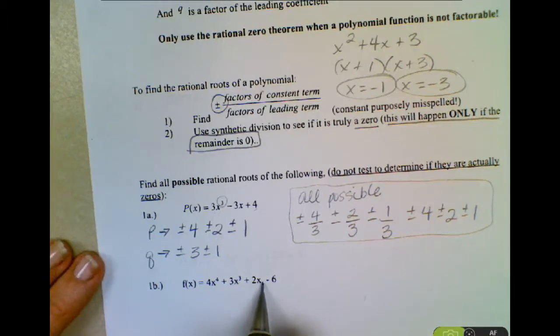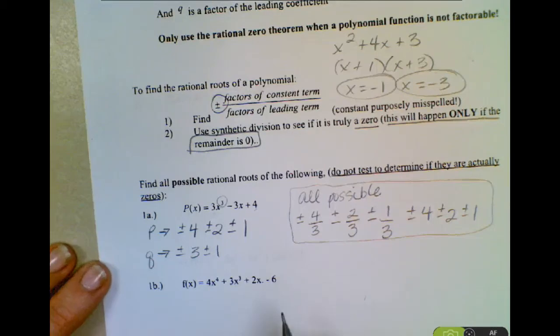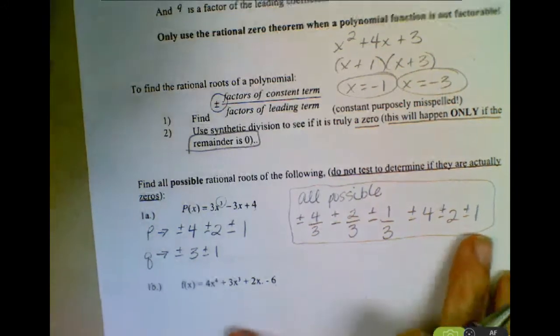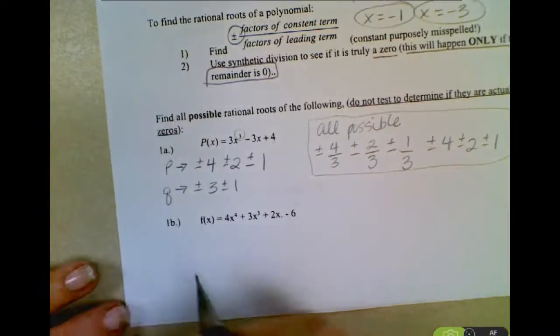Please disregard that period that's right here in front of the -6. So list out all of your factors of 6, divide them by all of your factors of 4, and write your possibilities off to the right. Go do that on your own, and then come back and check your work.